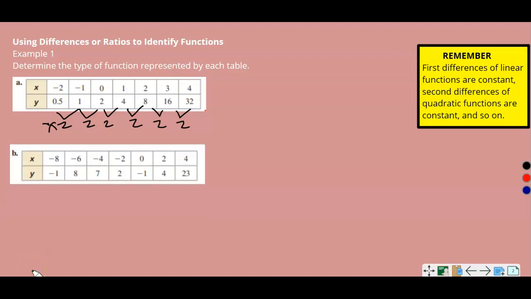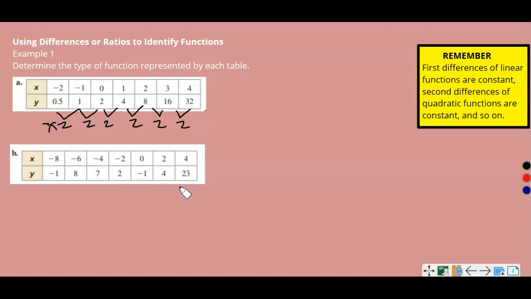Okay, let's look at part B. All right, if we look at the x values, we can see that these are evenly spaced. Your x values are spaced equally by 2. We can look to see if we have a common ratio. Is there something that we multiply to get to the next number? From -1 to 8, 8 to 7, that decreases. And this one decreases again, and then it increases here. So there is no common ratio to get from one to the next.